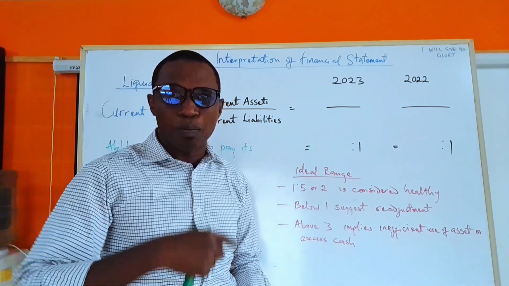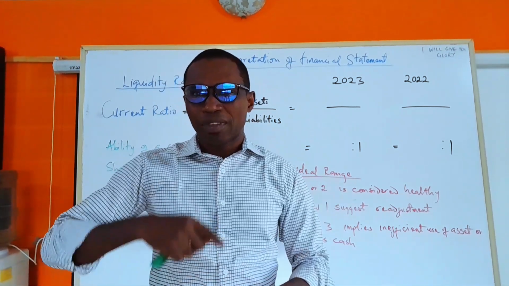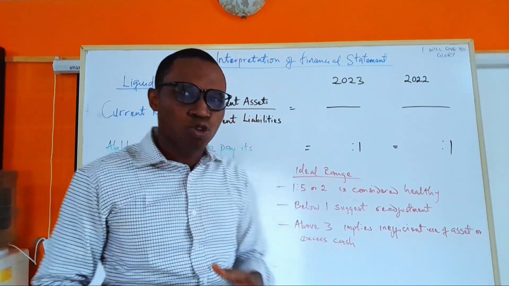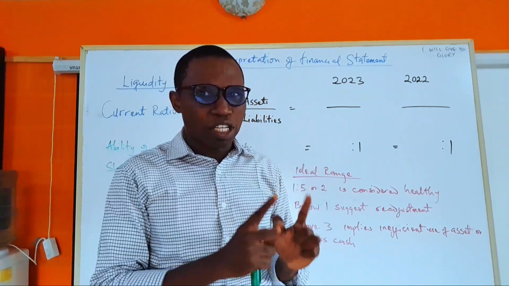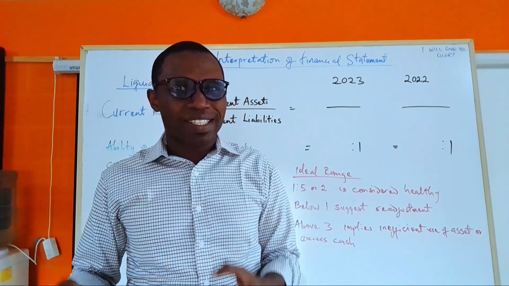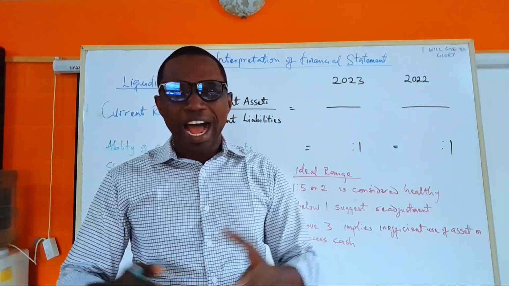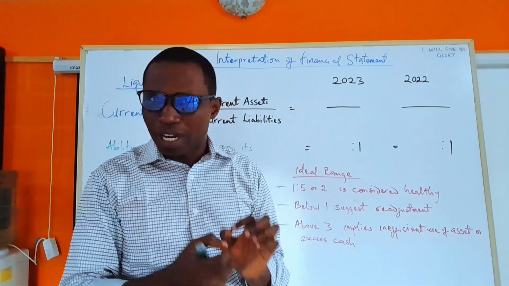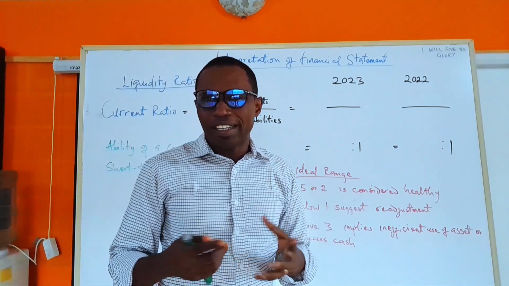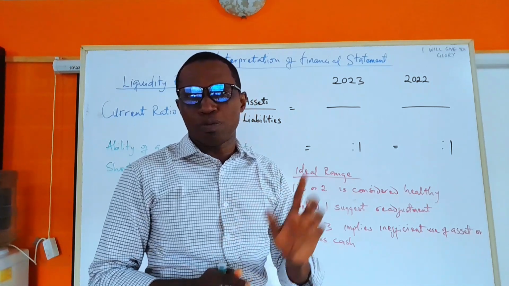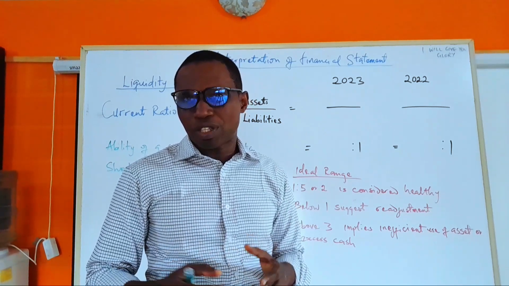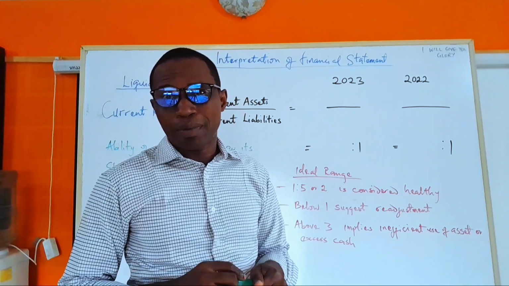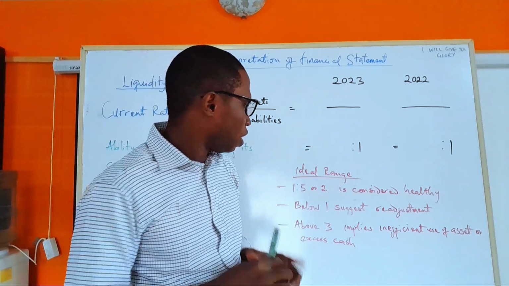And the third one, if it is above 3, it implies that the company is not utilizing its assets enough, an inefficient use of its assets. Once it is over 3, maybe they are sitting on excess cash, or maybe they have too much inventory. You need to look at their working capital. So if it is over 3, that does not mean the company is good. Yes, they will be able to meet up with their short-term liabilities, but the question is how they are utilizing their assets. They are maximizing their current assets? They need to look at that.